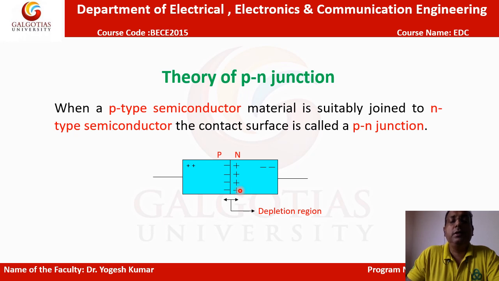Now, due to this immobile ion layer, the movement of charge carriers from n to p and p to n is totally stopped, and this layer is nothing but the depletion region. If we take a terminal from the negative side and a terminal from the positive side, we get a potential difference between these positive and negative terminals. This is called the barrier potential. Why is it called the barrier potential? Because it exists in the depletion region.